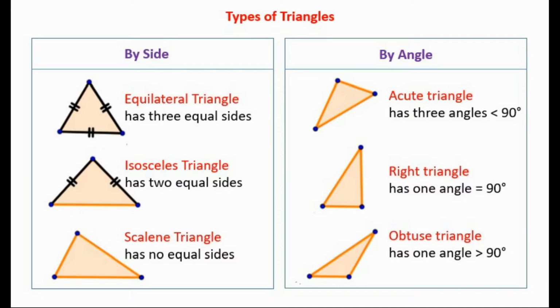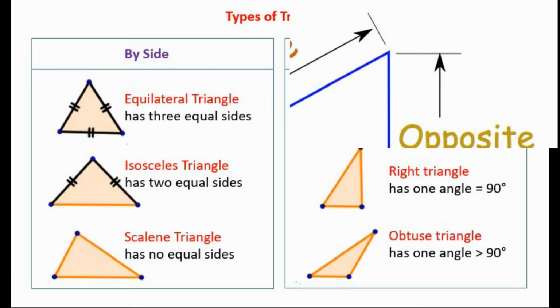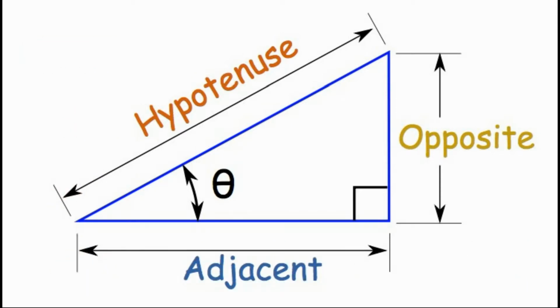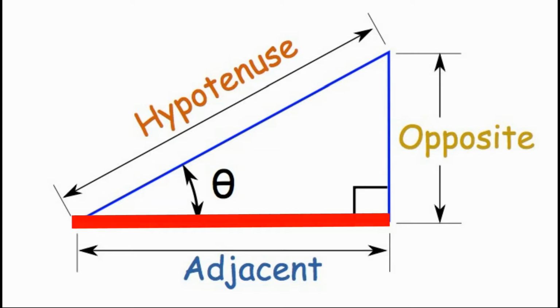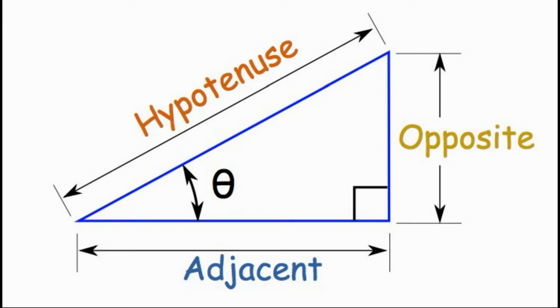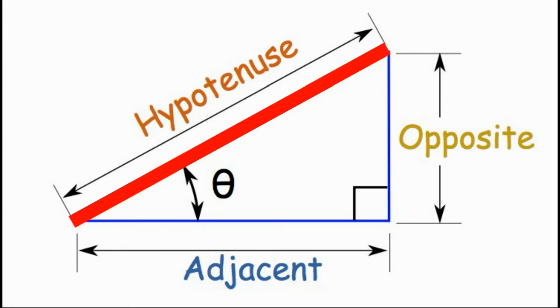Talking about trigonometry is impossible without talking about Pythagorean theorem. So let's see from the right triangle. So we have the theta, and then we have the opposite side of the theta, and then we have the adjacent side of the theta, and then we have the hypotenuse.